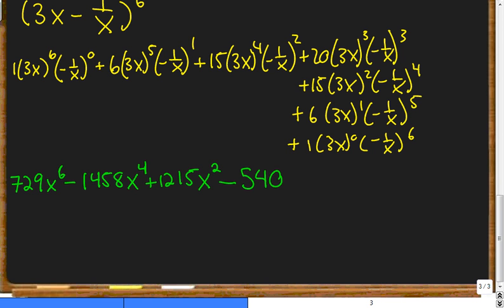And then we keep moving. So here we've got 15 times 9, that's 135. So this would be plus 135. I'm going to call it x to the negative 2 because that's what's going on here. We can see that it's dropping by 2 each time. 6 times 3 is, so this is going to be minus 18 x to the negative 4. And finally, this is just going to be plus x to the negative 6.